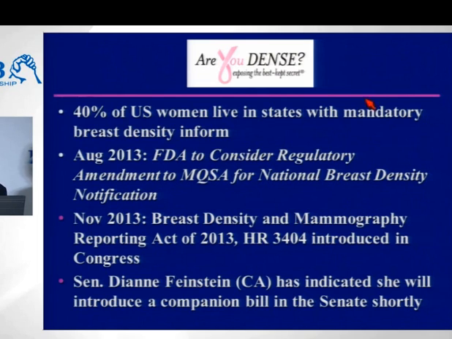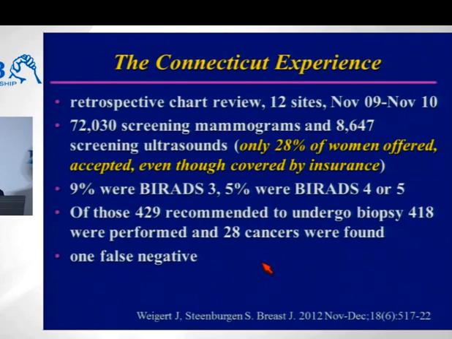But be aware that 40% of U.S. women live in states with mandatory breast density informed laws, and that it's going to be introduced both in the federal Congress and Senate, and the FDA is considering an amendment to MQSA for a national requirement for breast density notification. Connecticut was the first state in which there was a breast density informed law, and so they're way ahead in being able to report on their experience.